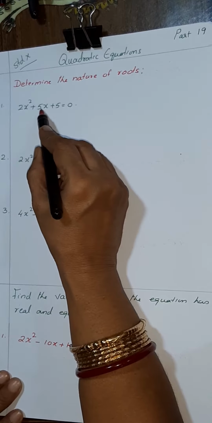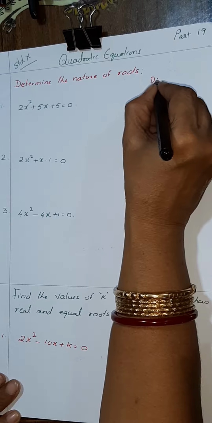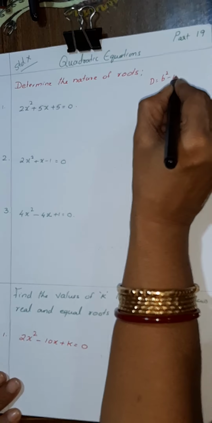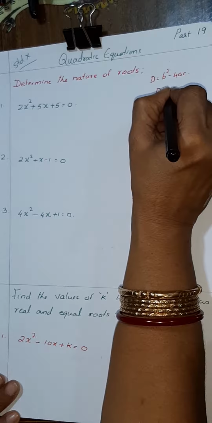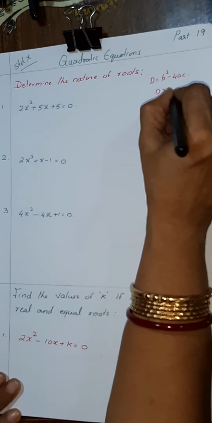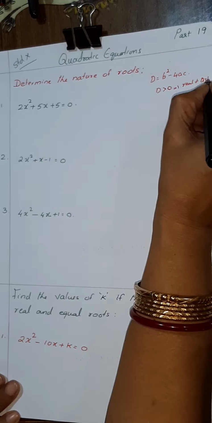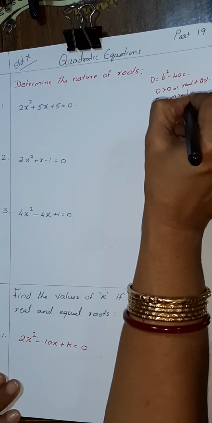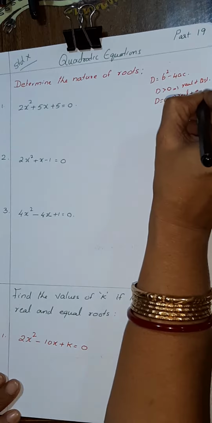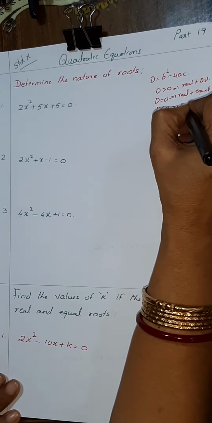So 2x squared plus 5x plus 5 equal to 0. So d is equal to b squared minus 4ac. Now we have to see if d is greater than 0, roots are real and distinct. If d equal to 0, real and equal, and d less than 0, not real.